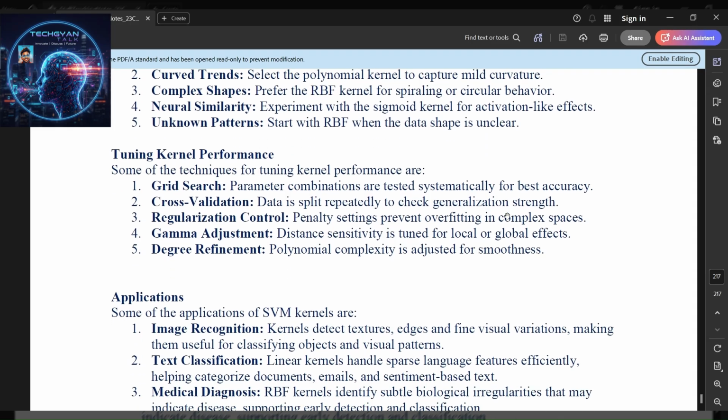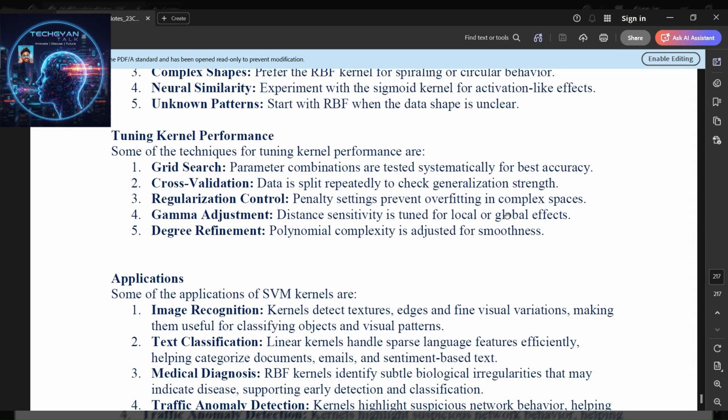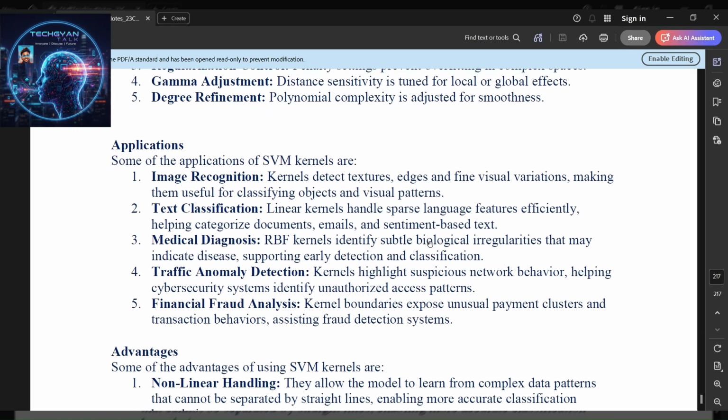And tuning kernel performance. Some of the techniques for tuning kernel performance are: grid search, where parameter combinations are tested systematically for best accuracy; cross validation, where data is split repeatedly to check generalization strength; regularization control, where penalty settings prevent overfitting in complex spaces; gamma adjustment, where distance sensitivity is tuned for local or global effects; and degree refinement, where polynomial complexity is adjusted for smoothness.